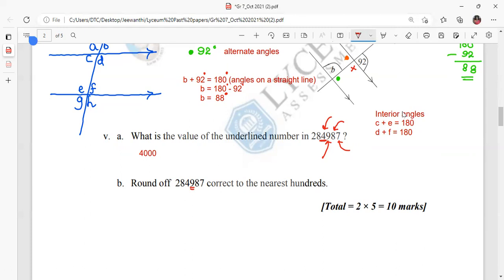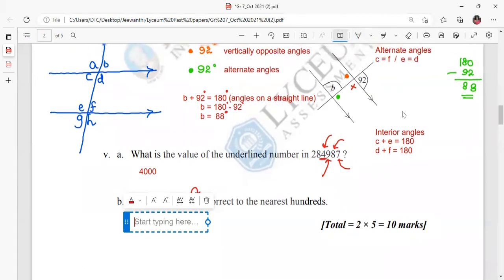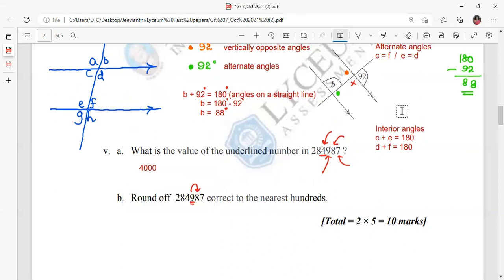First, you want to underline that. Then you look at the next number. It is 8. If it is 5 or more than 5, what should you do? You want to add. Now, what will happen, children, when you write the answer? 284,987. So this 9, you add 1 to the 9. That becomes 10. So then you put 0 here, and that 4 will become 5.